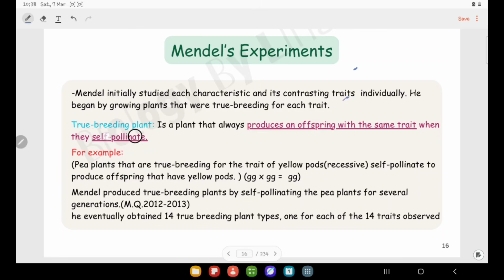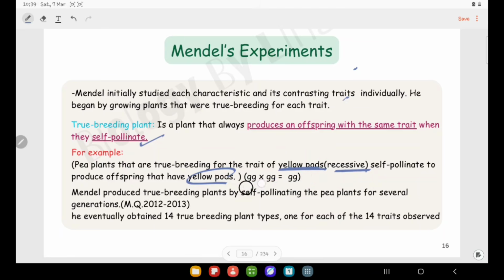Okay, how did he get it? Is it by self or cross-pollination? It's by self-pollination. Now, for example, let's say the pea plants that are true breeding for the trait of yellow pod. You know that yellow pod is recessive because we said the green pod is dominant. So the yellow pod that is recessive self-pollinates to produce offspring that have yellow pod. What do you mean by that? G small, this is for yellow pod, crossed by G small, they only produce G small. So this is the definition of true breeding. They produce offspring with the same trait as the parents, okay?